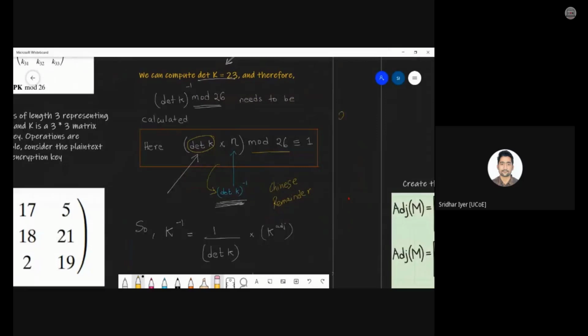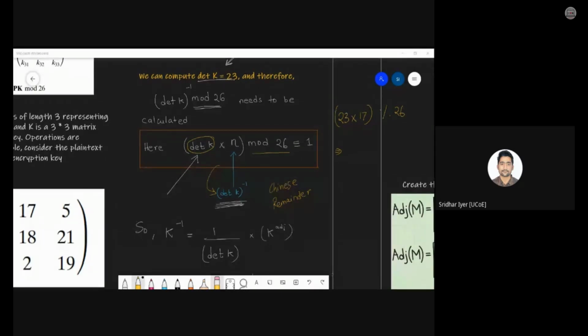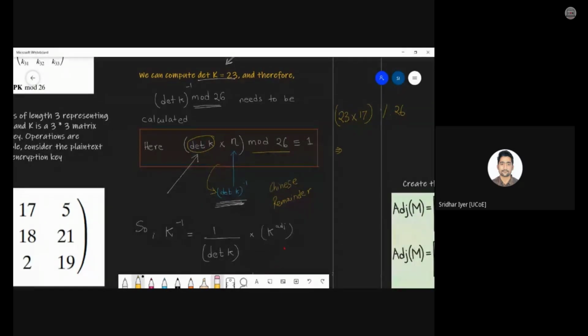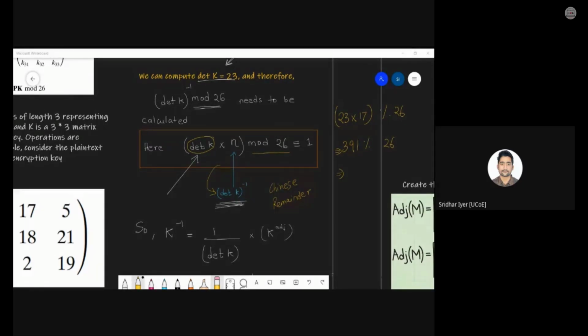23 into 17. First of all, 23 into 17 will be an answer that you have to take mod by 26. What is 23 into 17? Come on, quickly give me answers. 391. Okay. So 391, when you divide by 26, first of all, divide 391 by 26. What is the answer? 15.03, if I'm not wrong. Yeah, 15.038, whatever it is.